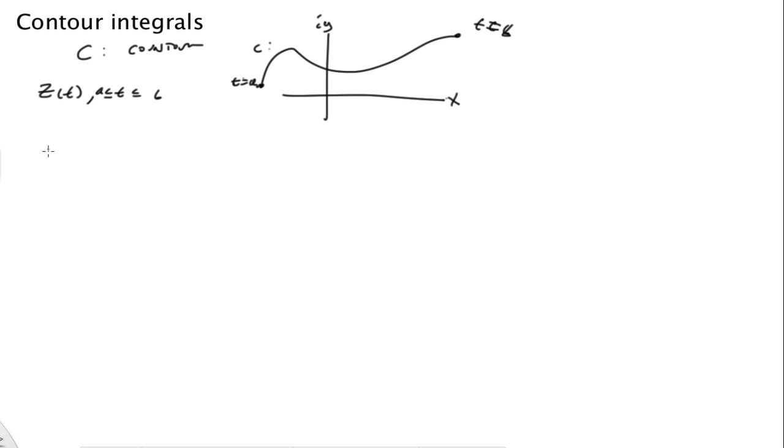And now we want to write down the contour integral, so I'll call it I, is equal to the integral over the contour C of some function f of z dz. All right, so let's just stop for a minute and understand what we mean by this symbol.